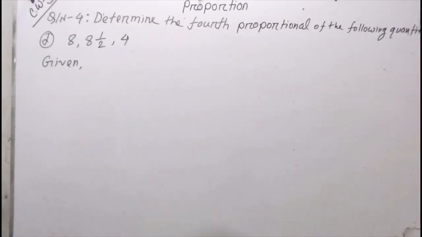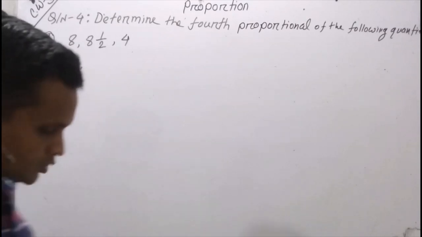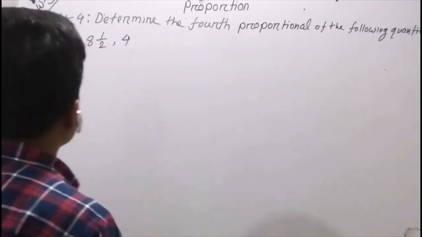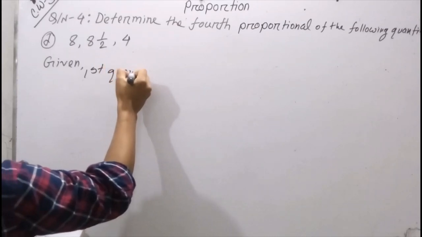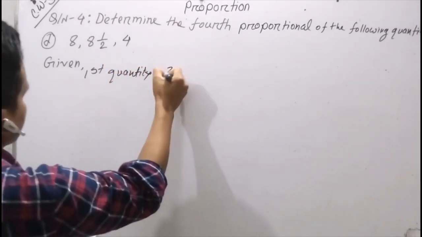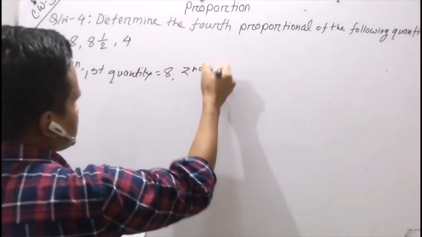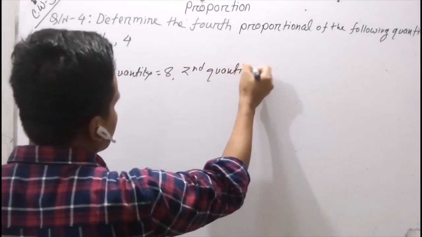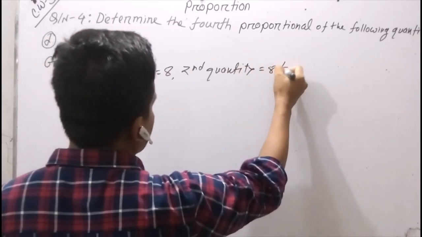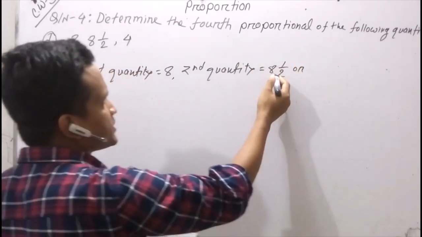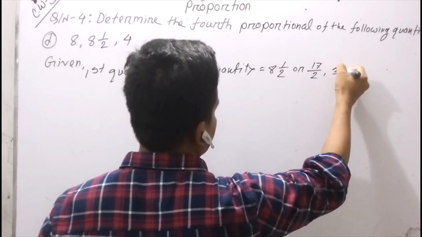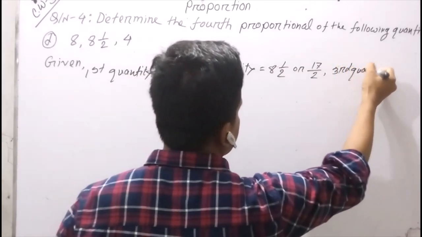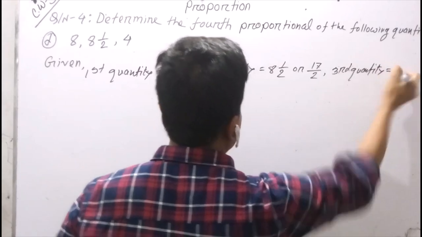Here the first quantity given is 8, the second quantity is 8 whole 1 by 2, and the third quantity is 4. So now we have to find the fourth proportional of the quantities. So now write again: the first quantity is equal to 8, and the second quantity is equal to 8 whole 1 by 2, or we can write this as 17 by 2, right? And the third quantity is equal to 4, right?